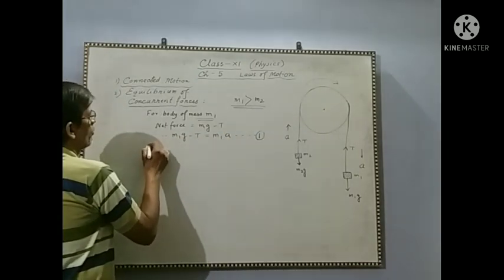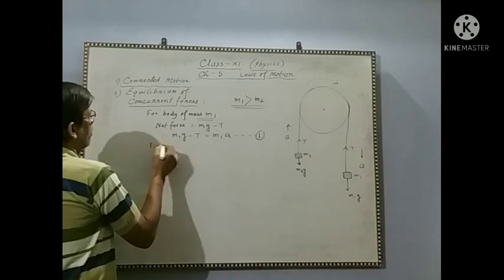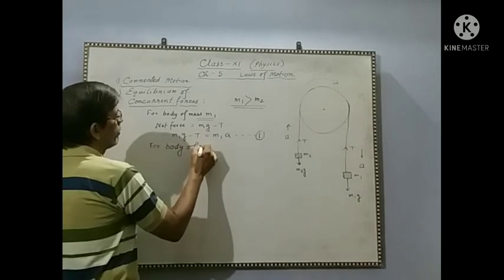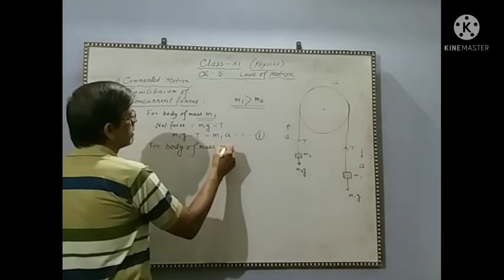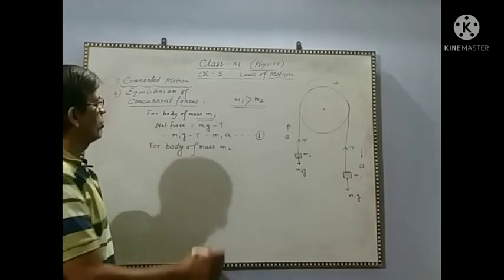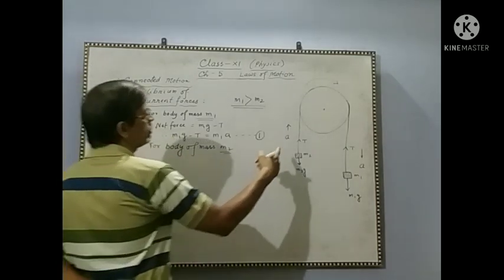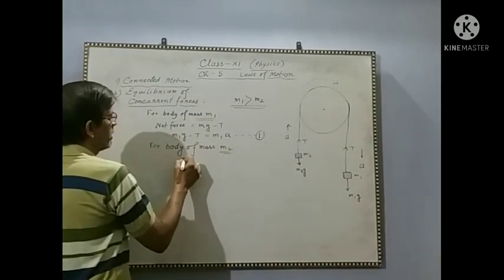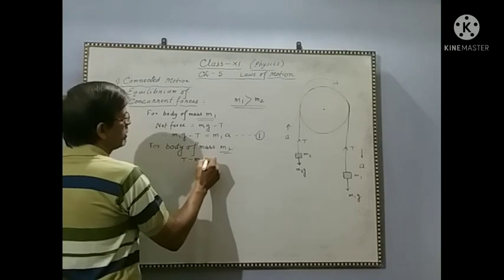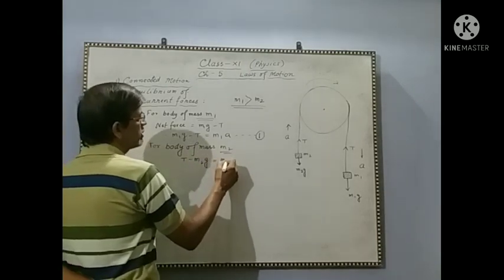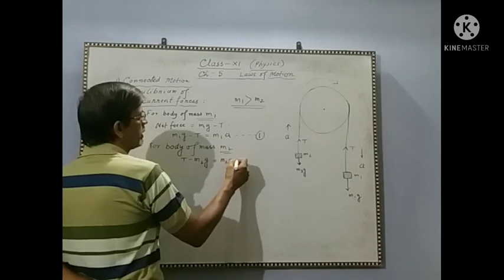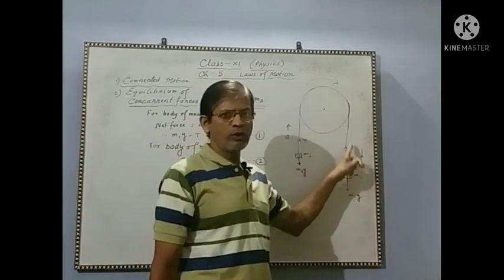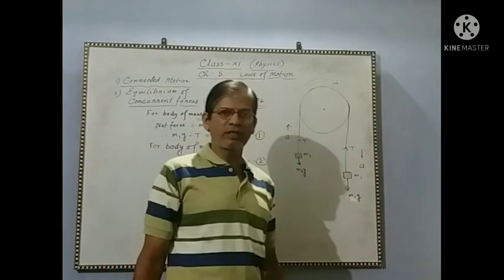Then for the body of mass M2, what will you get? Net force equal to, this is moving in this direction, so this is greater, this is lesser, T minus M2G, and this will be equal to MA, that means M2A. Acceleration is the same, because with whichever acceleration it moves down, it will move up with the same acceleration.